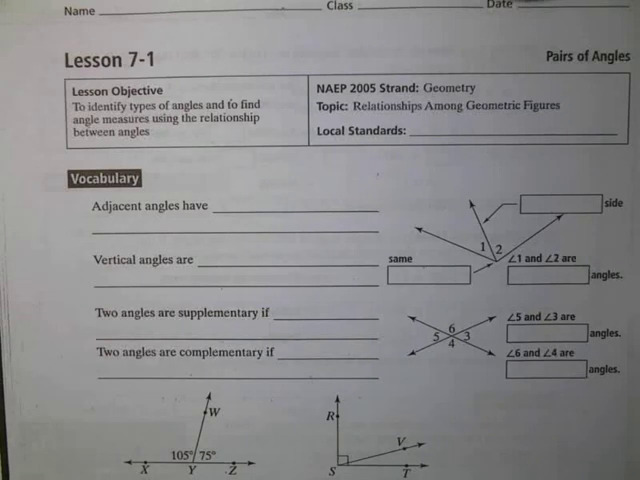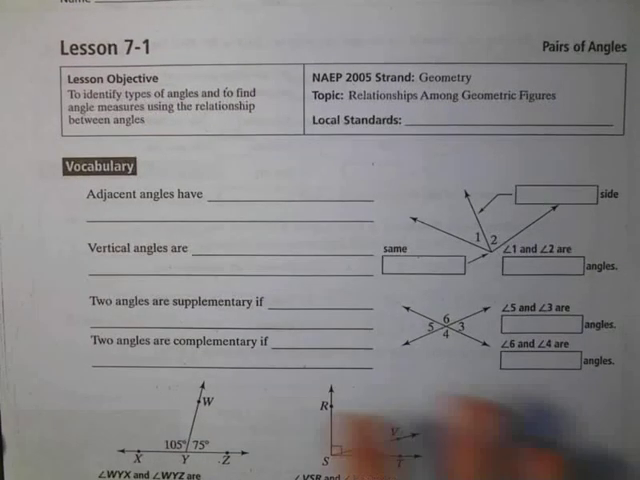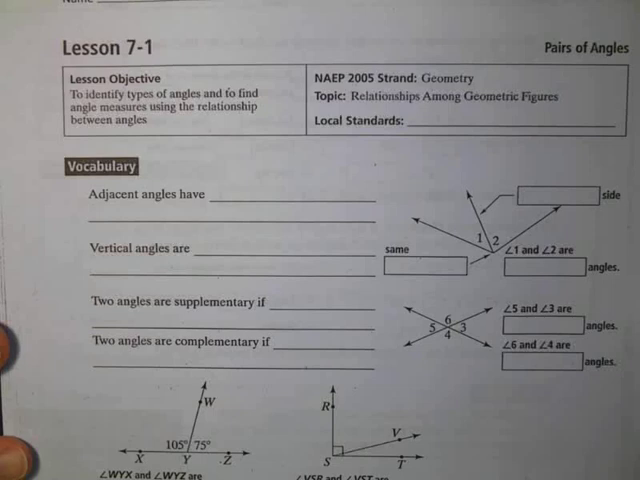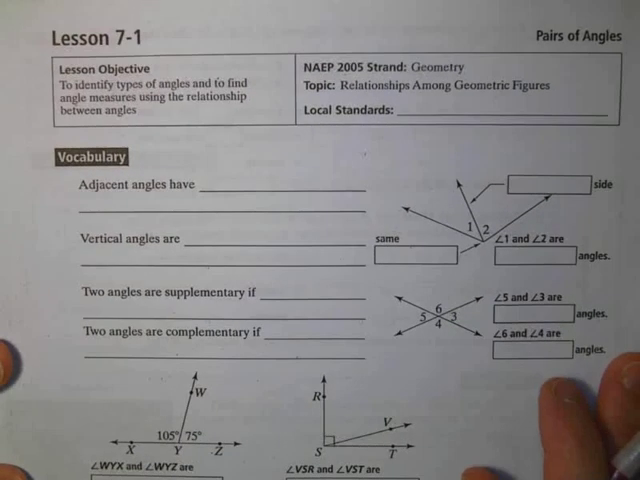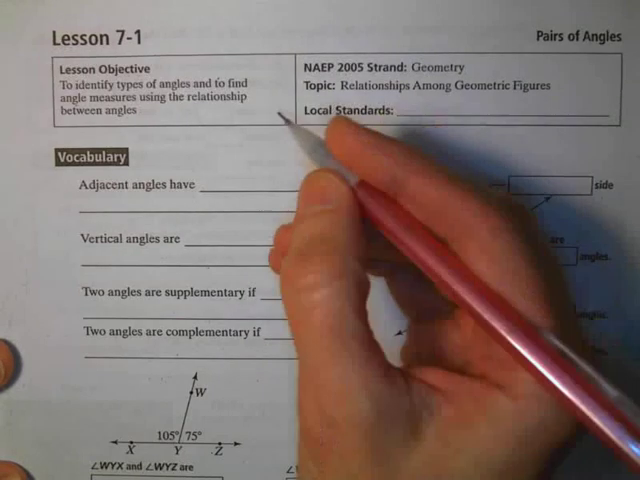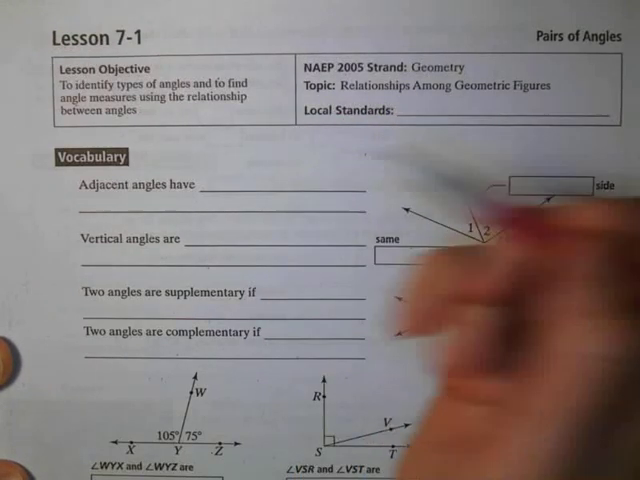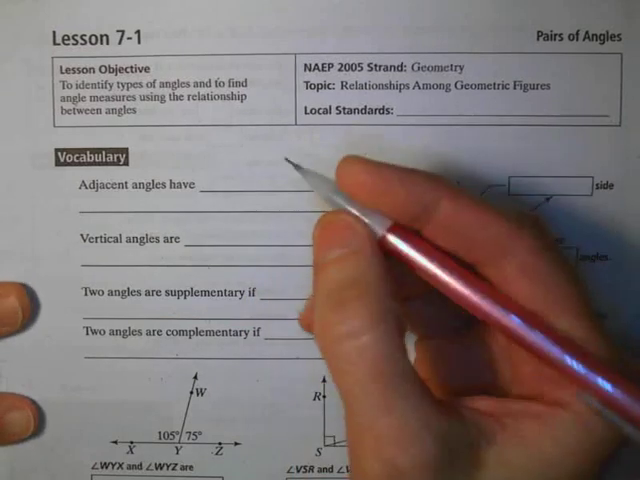Our objective is to identify types of angles and to find angle measures using the relationship between angles. So we are beginning our journey into the wonderful world of geometry. As you probably know, there will be a lot of definitions in geometry, a lot of sketches or drawings or pictures to look at, so you want to pay careful attention to everything. If you have additional questions than what are answered in the videos, always remember to ask those in class. We will start with our vocabulary for this time.